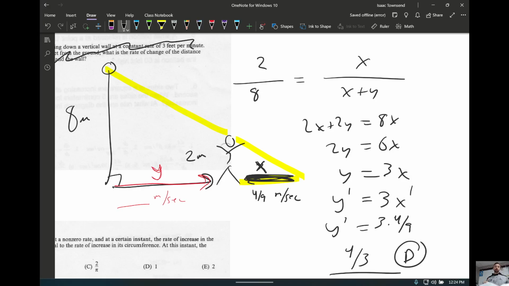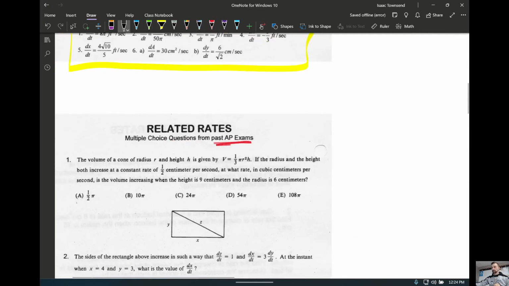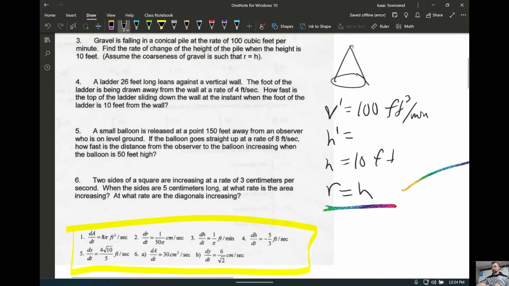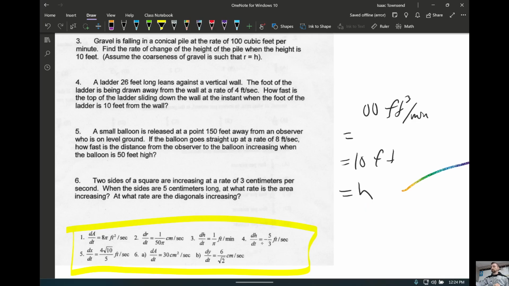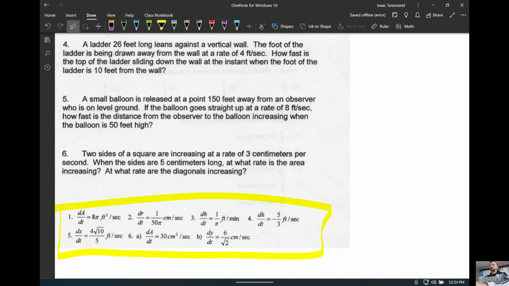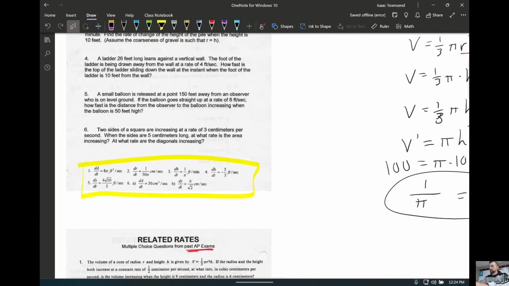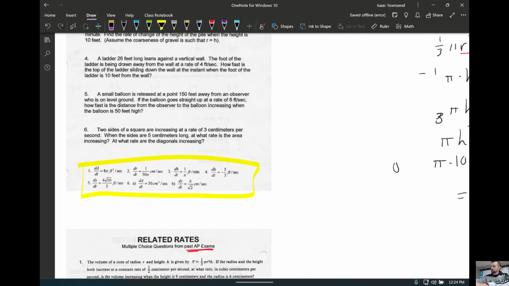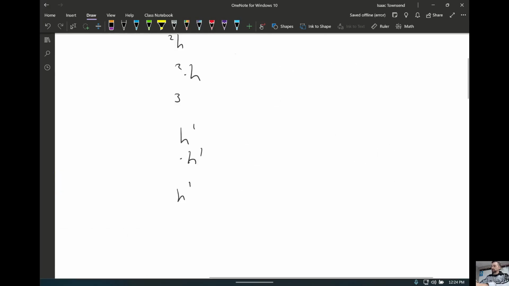Okay, maybe one more question from the front page, just because I'm assuming most people are sticking to that. Did you do number 4? Can I do 4? Yes. All right, we got a ladder 26 feet long, leans against a vertical wall. Actually, I'll just go out over here. You got the question in front of you.